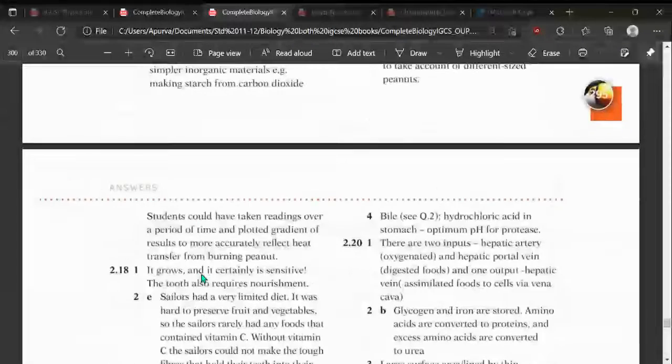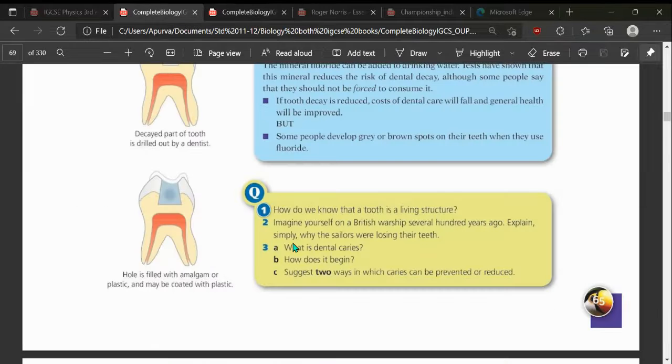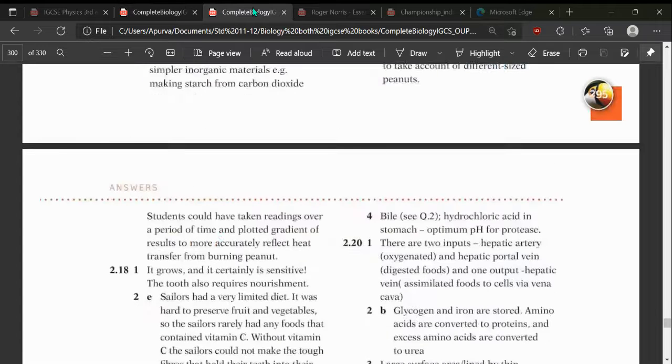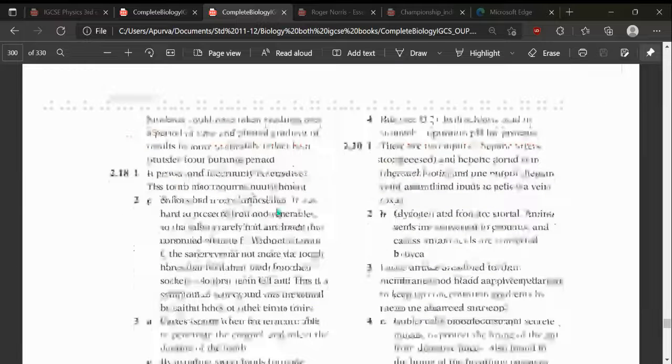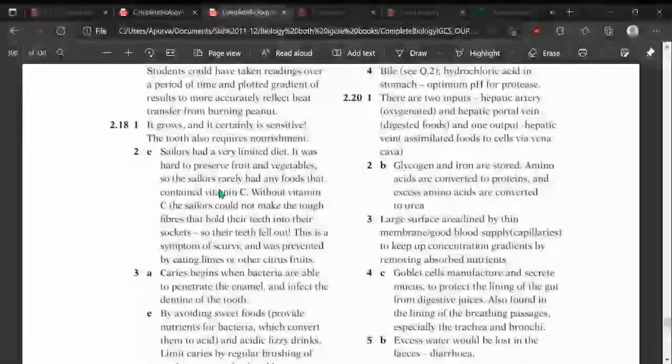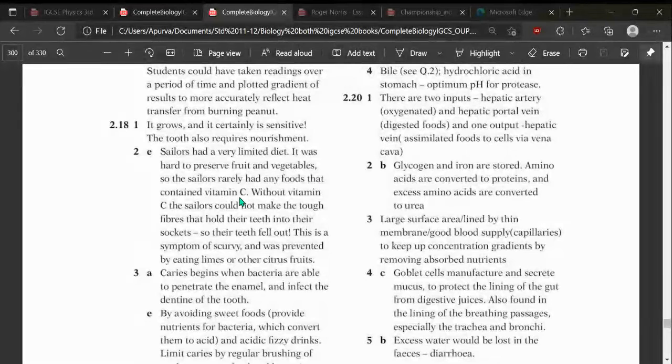It grows and it's certainly sensitive. That's why. Next question: imagine yourself on a British warship several hundred years ago. Explain simply why the sailors were losing their teeth. They must have been losing their teeth because they didn't get vitamin C. They had a very limited diet. It was hard to preserve fruits and vegetables, so sailors rarely had any foods that contained vitamin C. Without vitamin C, sailors could not make the tough fibers that hold their teeth in their sockets, so they fell out. This is a symptom of scurvy and was prevented by eating limes or other citrus fruits.